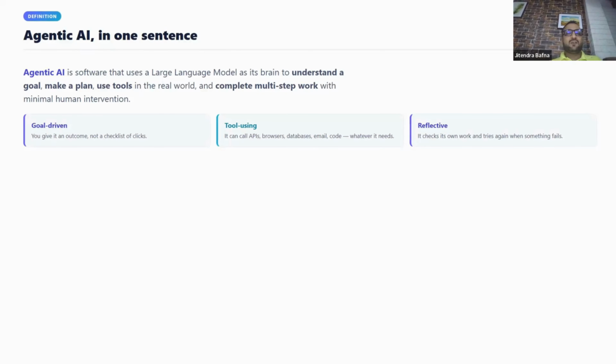With the large language model, it tries to understand the goal. What is the goal? What is the input? Then it makes a plan. Then it uses the tools. The tools can be anything: an API call, a query to a database, getting data from your vector databases. Then it completes the multi-step work without any human intervention. So it's goal driven.